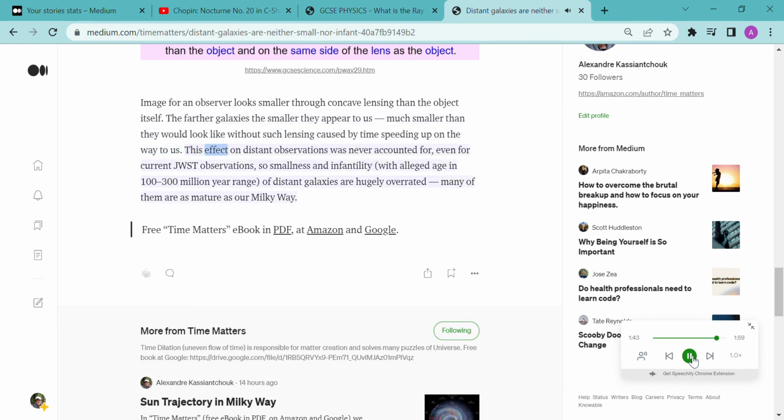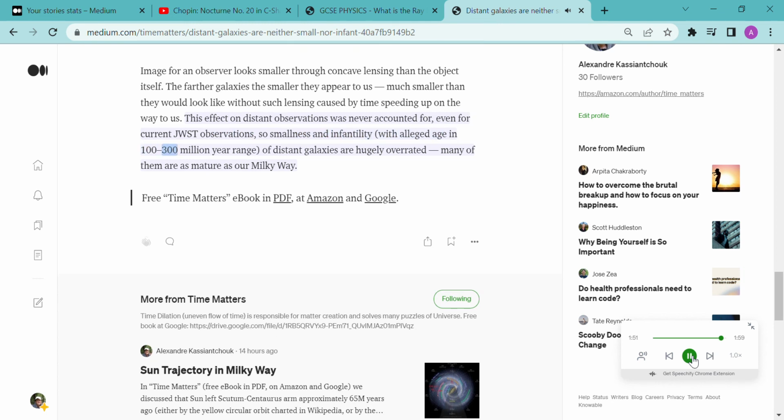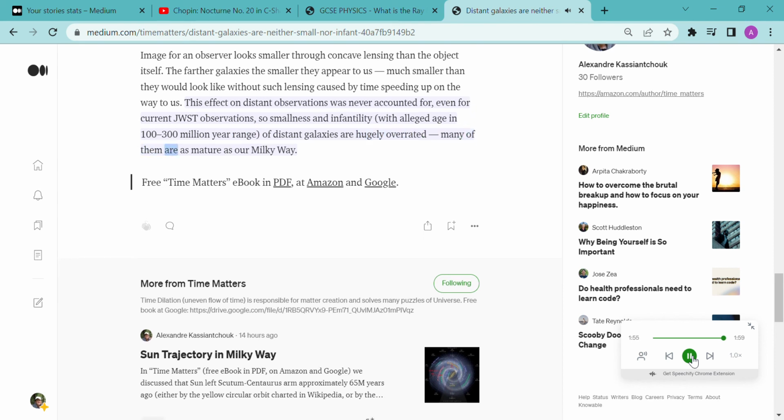This effect on distant observations was never accounted for, even for current JWST observations, so smallness and infantility, with alleged age in 100 to 300 million year range, of distant galaxies are hugely overrated. Many of them are as mature as our Milky Way.